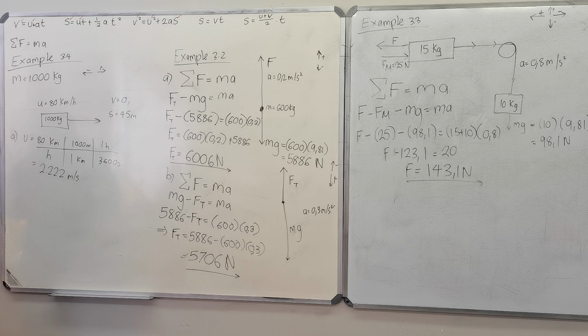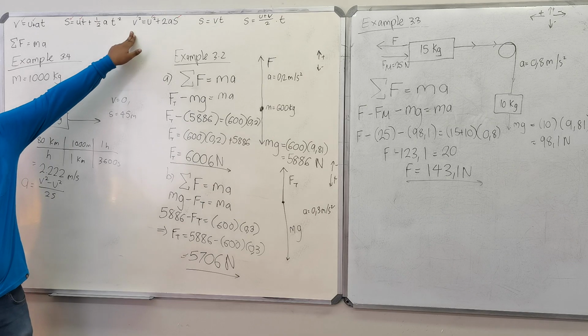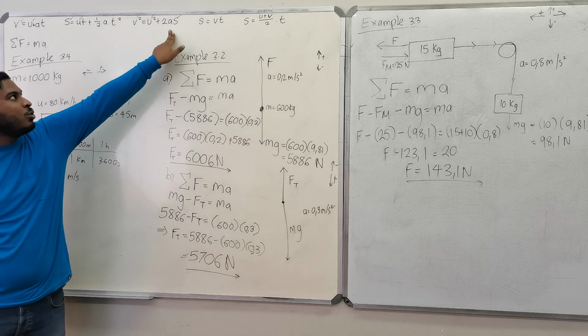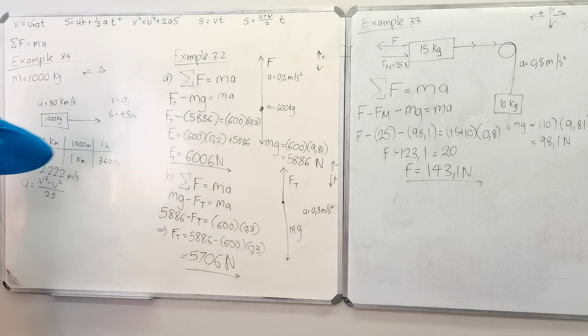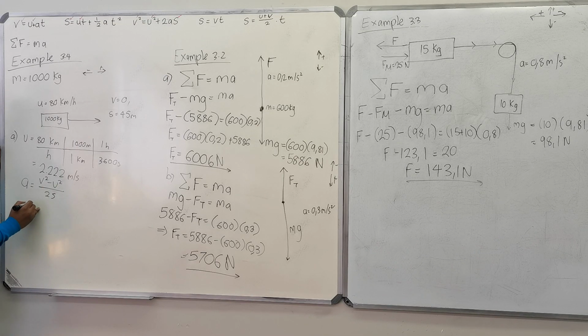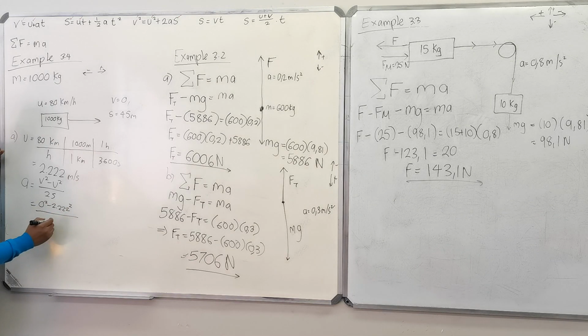If I rewrite that formula to make A the subject of the formula, I took U squared across and I divided by 2 times the displacement. So this would be equal to 0 squared minus 22.222 squared all over 2 times S.